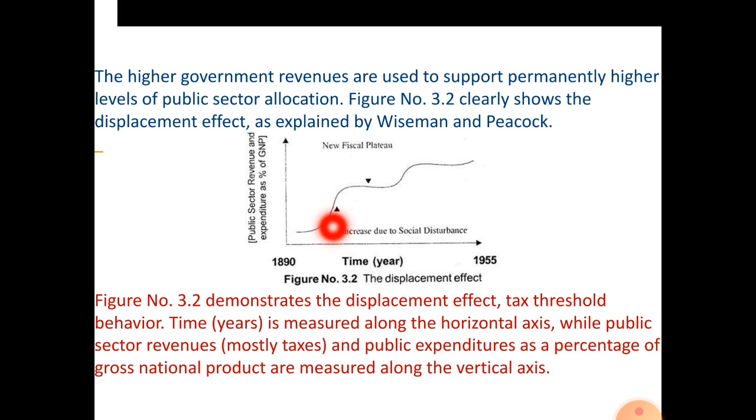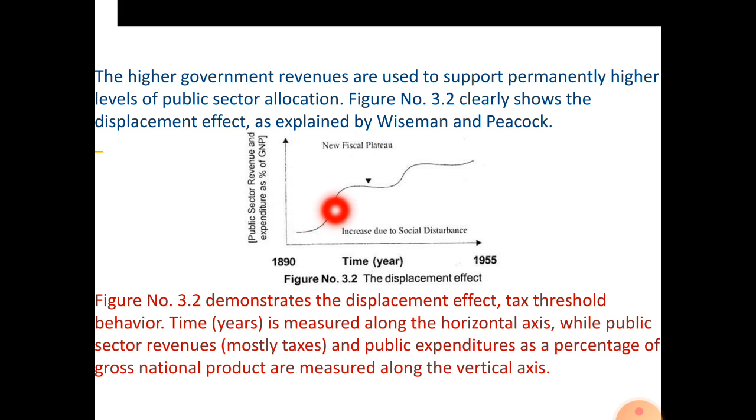This increase is due to social disturbances. When we follow from 1890, as time moves forward, the social disturbances increase. Automatically, the government should try to increase the expenditure as a percentage of the GNP.